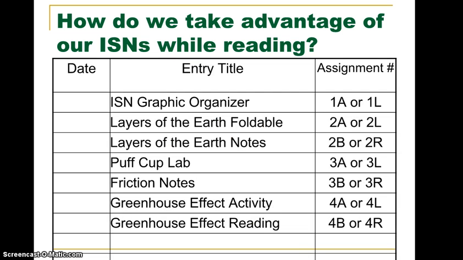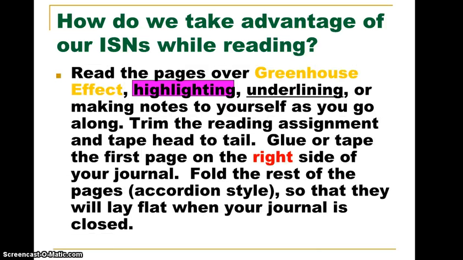We need to create two more entries for our ISNs: greenhouse effect activity and your greenhouse effect reading. Go ahead and pause the video here while participants make the entry and pass out the reading to participants to get started. Much like the other reading, we're going to take this information and apply it in a visual way. You're going to read the pages over greenhouse effect, highlighting and underlining or making any notes to yourself, such as annotating in the margins, and trim the reading to go into your ISN.